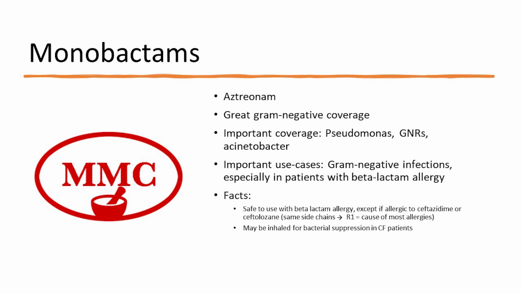And then aztreonam can also be inhaled for bacterial suppression in cystic fibrosis patients. So they nebulize it, it goes directly to the site where they're colonized with bacteria, and then it kills the bacteria locally. So it's great. Kind of like tobramycin in that regard, nebulized and just acts locally.